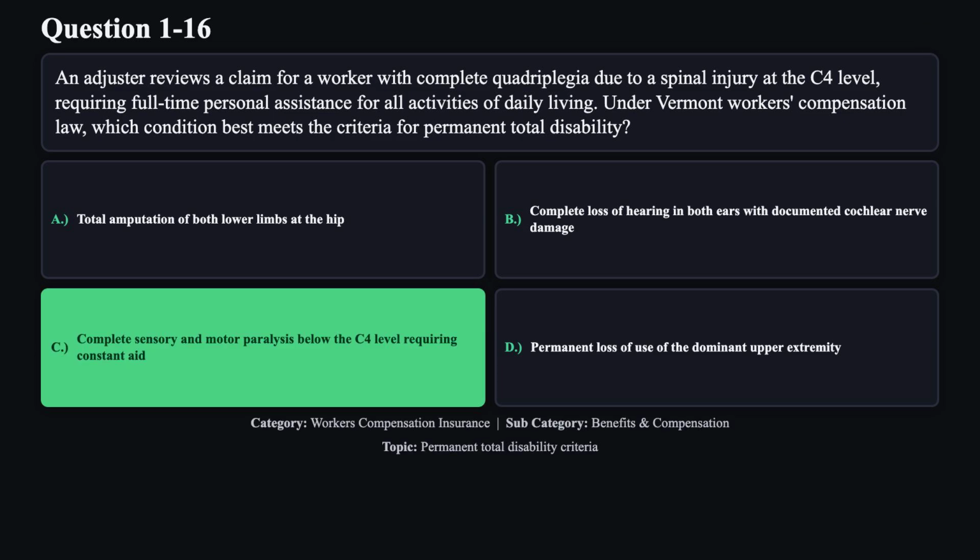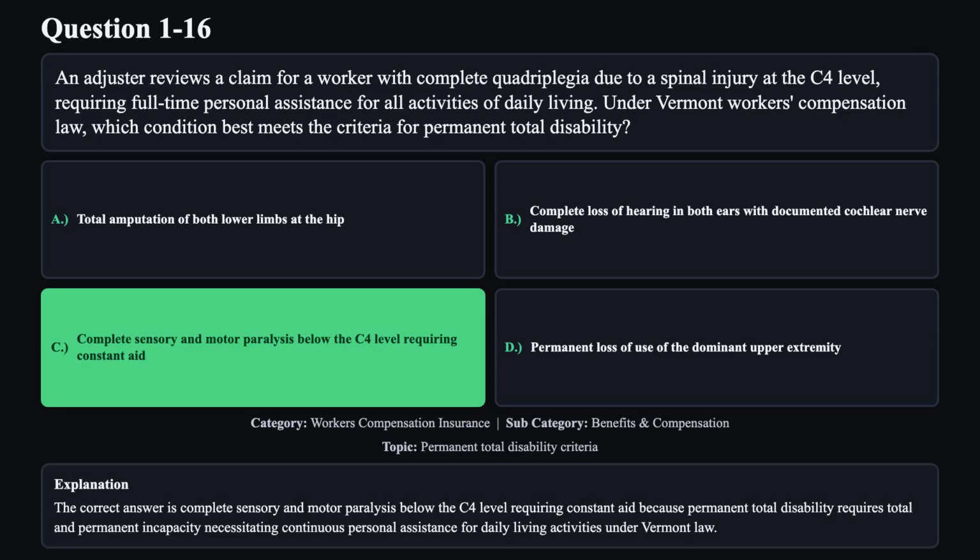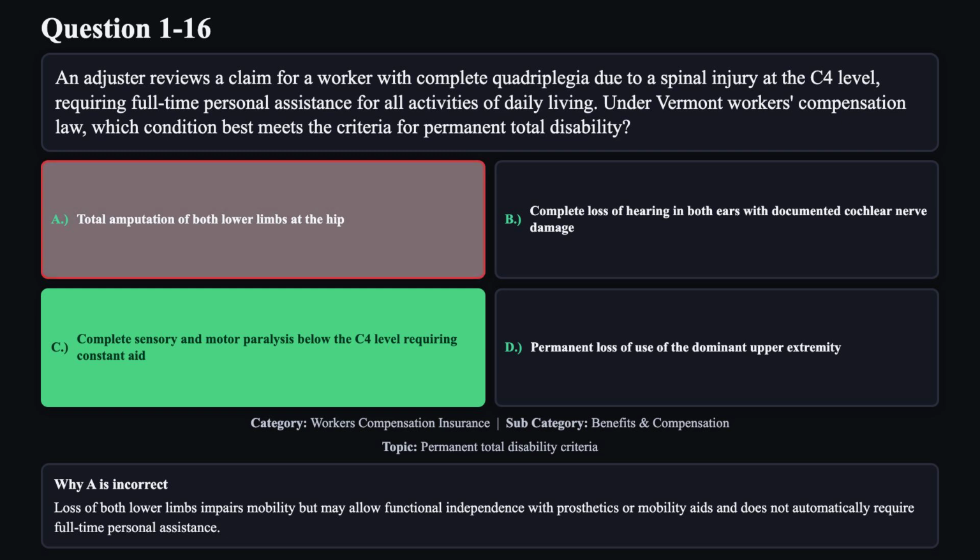The correct answer is C. The correct answer is complete sensory and motor paralysis below the C4 level requiring constant aid because permanent total disability requires total and permanent incapacity necessitating continuous personal assistance for daily living activities under Vermont law. Reason A is not correct. Loss of both lower limbs impairs mobility but may allow functional independence with prosthetics or mobility aids and does not automatically require full-time personal assistance.